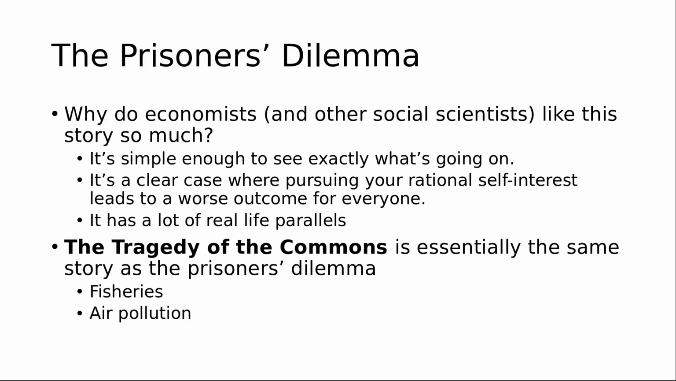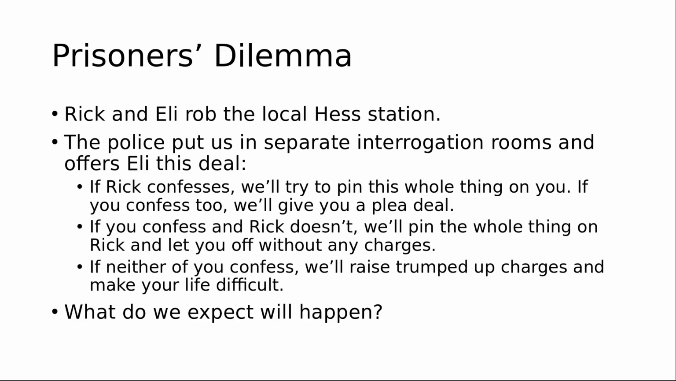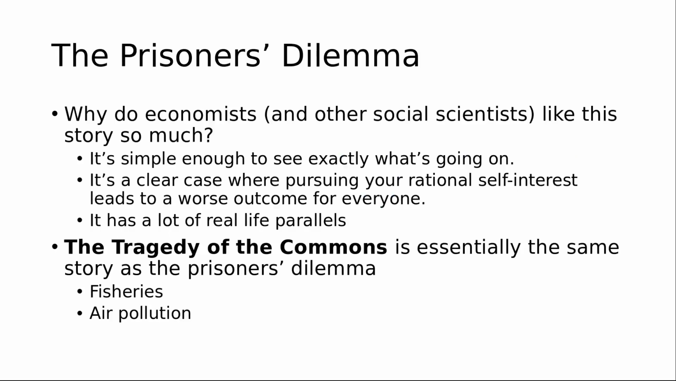Now, another term that we use for this is the tragedy of the commons. So this is basically the exact same thing as Rick and Eli knock off a liquor store and get put into separate interrogation cells. But this version of the story is Rick and Eli have access to a fishery, and each of them has incentive to catch too many fish so that the population can't regrow before next year.